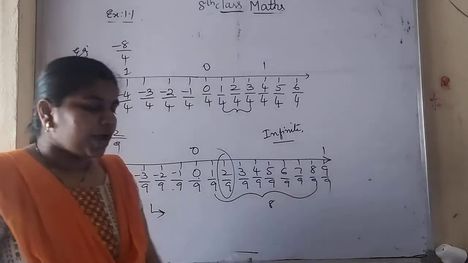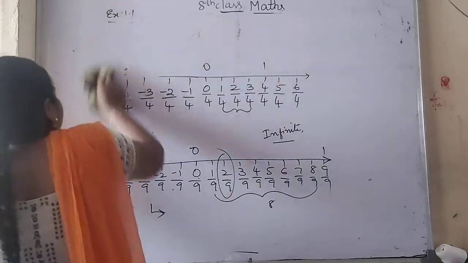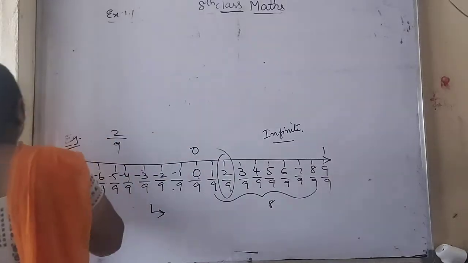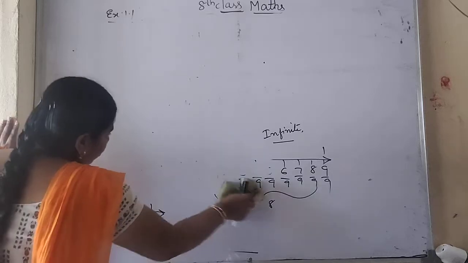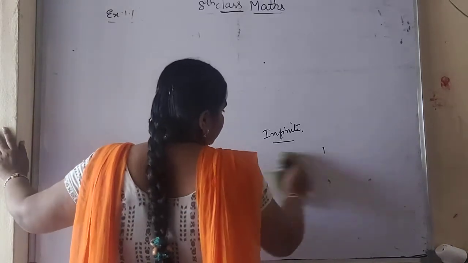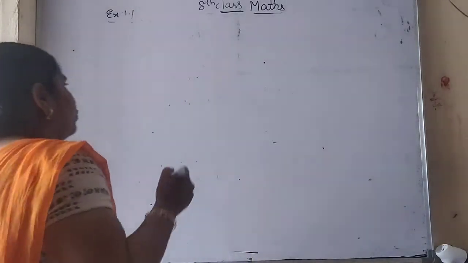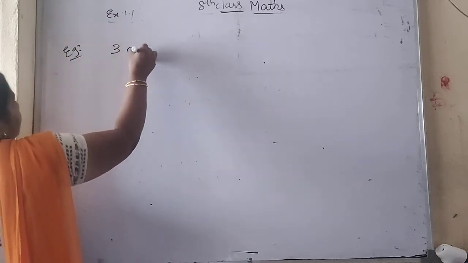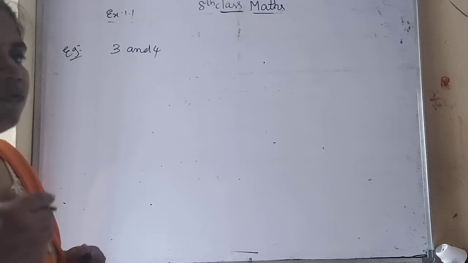So next is how to find a rational number between any two rational numbers. We will see how to find a rational number. A rational number means finding only a single rational number. For that, we are going to apply one formula, that is (a plus b) by 2, nothing but taking the average of two numbers. Here I want to find the middlest rational number between 3 and 4. Only a single rational number I want to find.